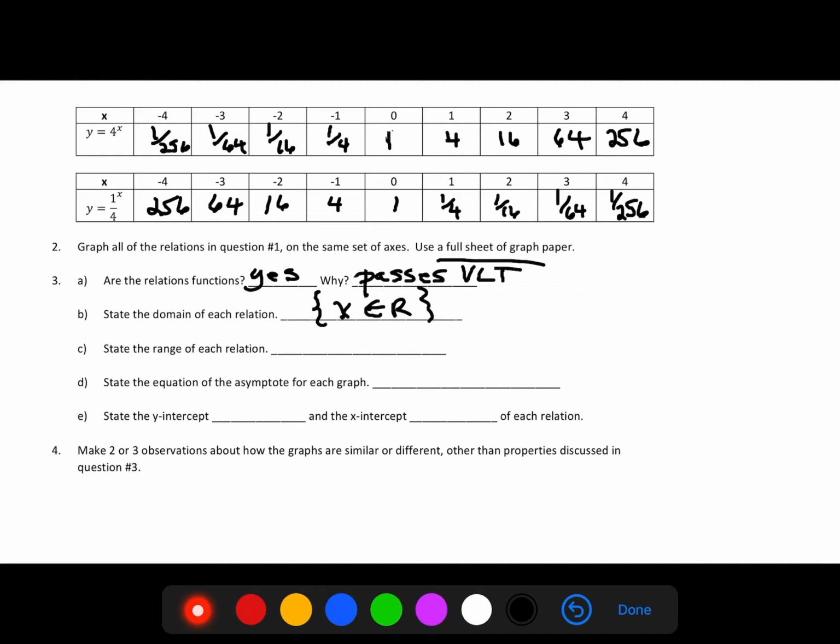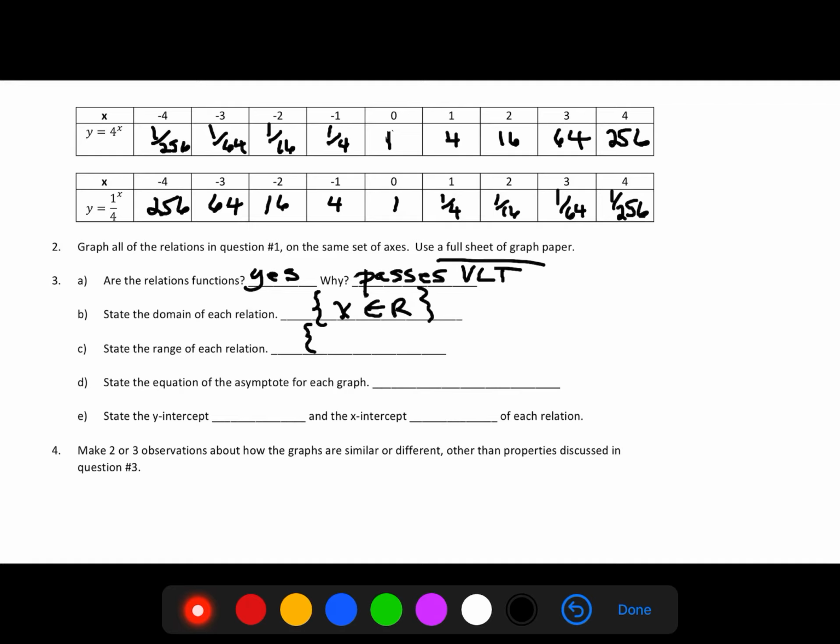Now, if we look at our domain, we see that there are no restrictions to our x value. We can sub any value in there. We can even sub decimals in there if we want. We can still calculate a y value.